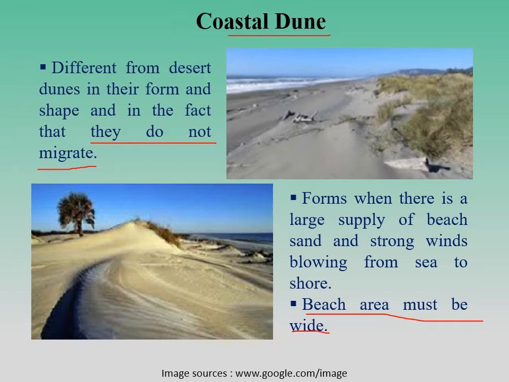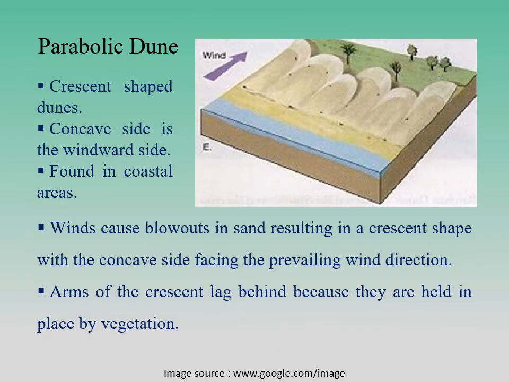Now, often the coastal dunes are later modified and they form the parabolic dunes. These parabolic dunes are also crescent shaped and they look very similar to the Barkhan dunes. But the sense of flow in these parabolic dunes is opposite to the Barkhan dunes. In the case of Barkhan dunes, in this crescent shape, the convex side faces the upwind direction and the concave side faces the downwind direction.